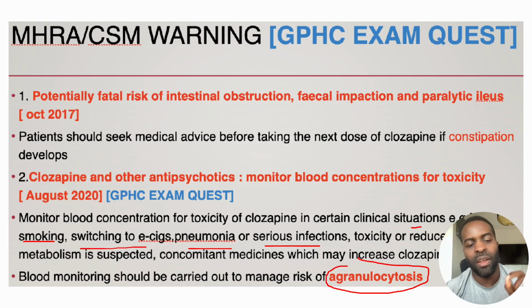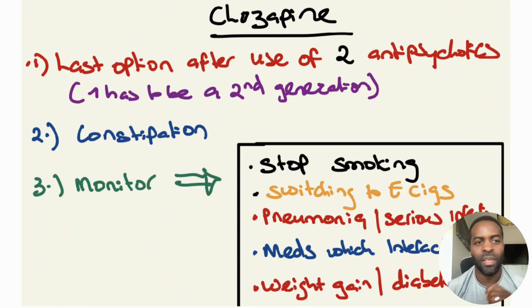There are more points that I'd like you to learn about clozapine that get tested, and here are the points that I've put together to make it easy for you on the slide. The first one is clozapine is normally given as the last option after you've used 2 antipsychotics. And out of these 2 antipsychotics, one has to be a second generation antipsychotic. For example, they give you an exam question. A patient has tried different antipsychotics. The first one the patient tried was quetiapine, and the second one was probably, say, olanzapine.